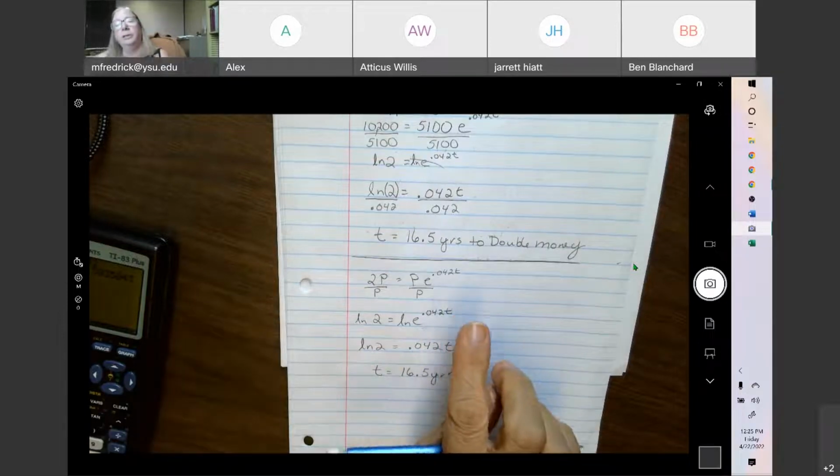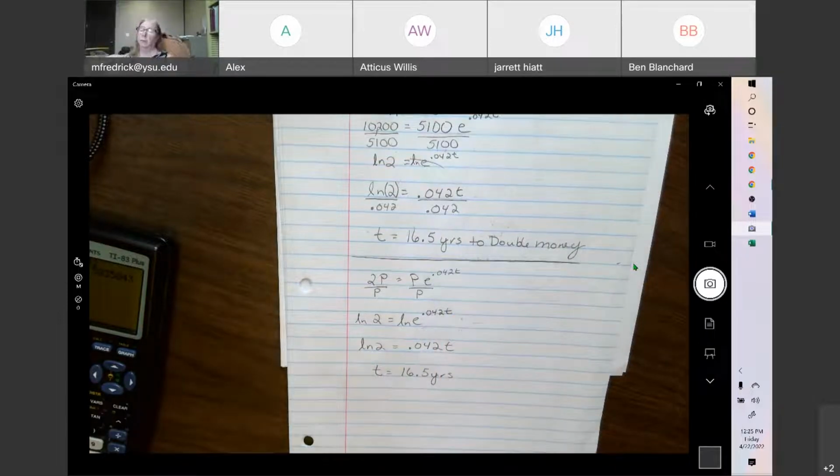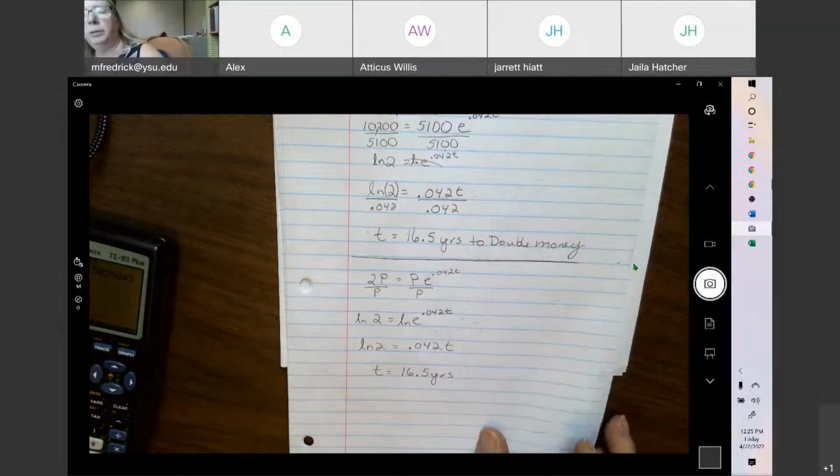As long as you're using the same interest rate, it will take the same number of years to double, no matter what the total is. Any questions on that? Okay, so it doesn't matter how much you put in.